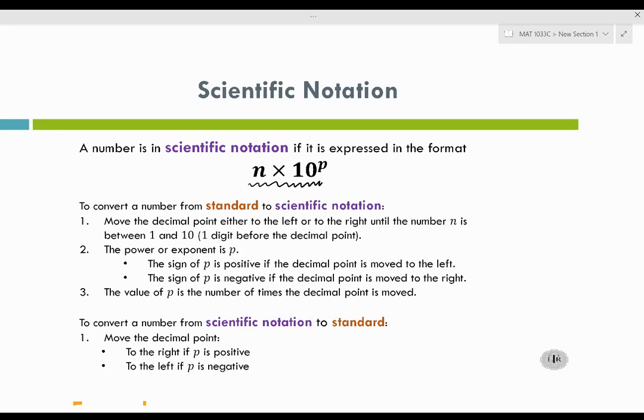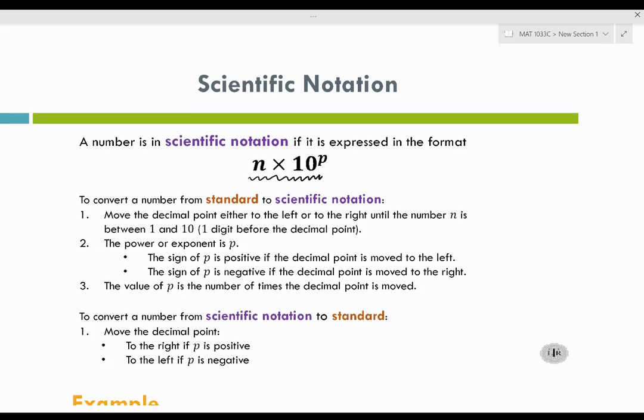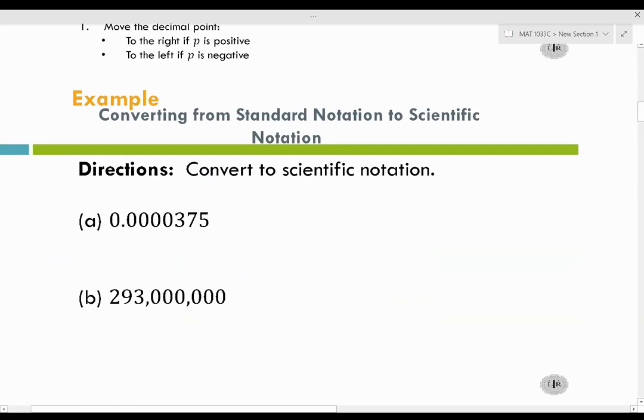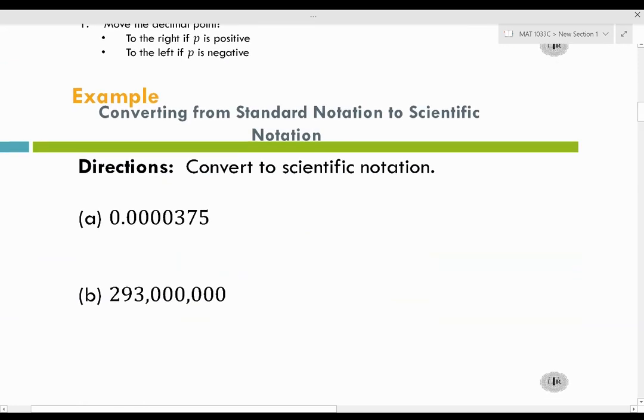Okay, so remember, you can always back up the video to reference these steps. Also remember, you guys have my PowerPoint slides. So let's try to do an example. All right, so in this first set of examples, we're going to be converting from standard notation to scientific notation. The numbers both in A and B, they've given them to us in standard notation. We're going to convert them to scientific.